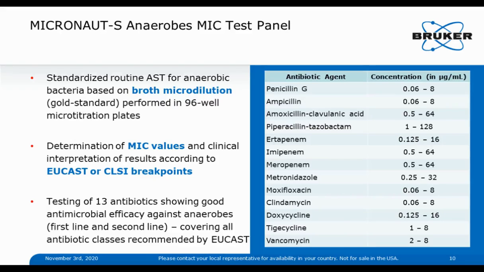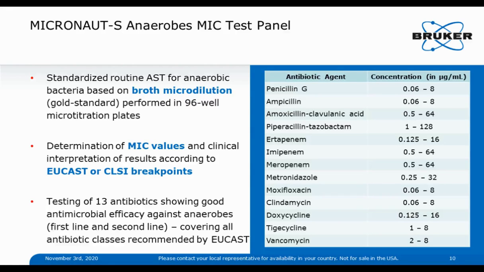And now we come to the study that we performed in Bologna. In Bologna, we evaluated the performance of the MICRONAUT-S Anaerobes MIC test panel with a collection of clinical isolates. The MICRONAUT panel is a standardized broth microdilution method performed in a 96-well microtitration plate. It contains lyophilized antibiotics, and it is suitable for both gram-positives and gram-negatives.